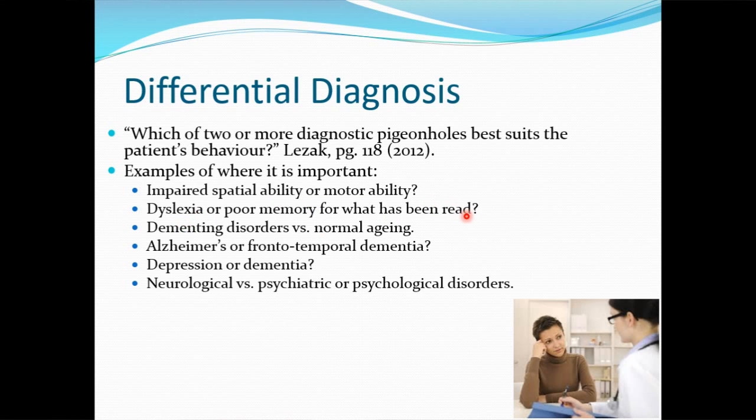Does a person have dyslexia that they struggle to read or just poor memory for what they've read? You know, if you ask them to read something and to tell you what they read, is it because they can't remember what they read or because they weren't able to read it? Dementing disorders versus normal aging, Alzheimer's or frontotemporal dementia, depression or dementia. Often depression and dementia look very similar, but there's some important differences.